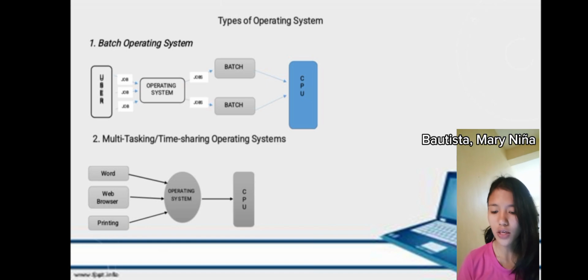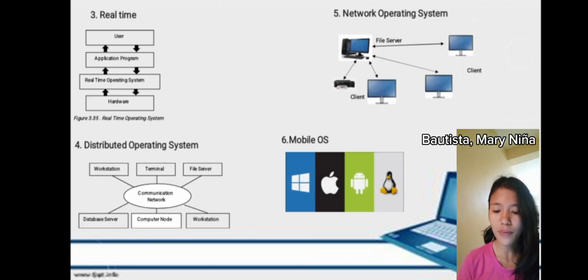The third is the real-time operating system. It is also known as an embedded operating system and is totally dependent upon clock interrupts. In a real-time operating system, the time interval to process and respond to inputs is very small.